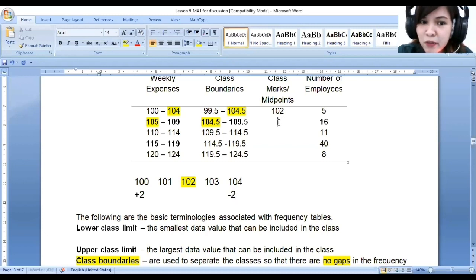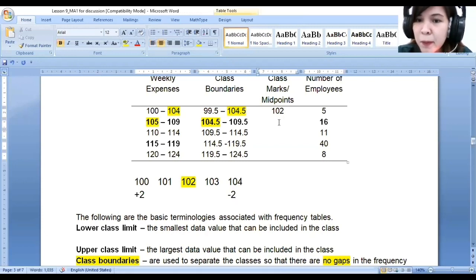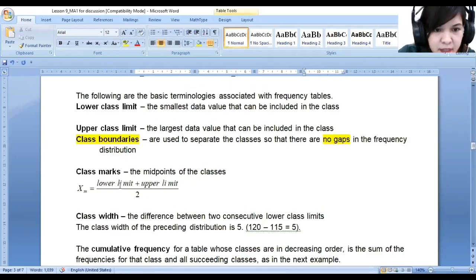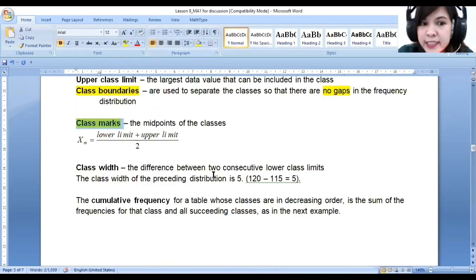So, ibig sabihin, ang gagawin ko para makuha ko yung class mark, magpa-plus 2 na lang ako sa bawat row, first column. So, 105 plus 2, 107. 110 plus 2, 112. 117. 122. Ang next term natin, tapos na tayo sa class mark, so i-highlight ko siya, class width.